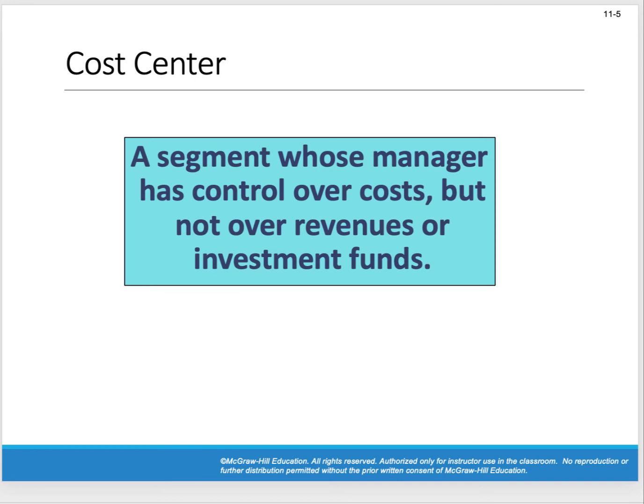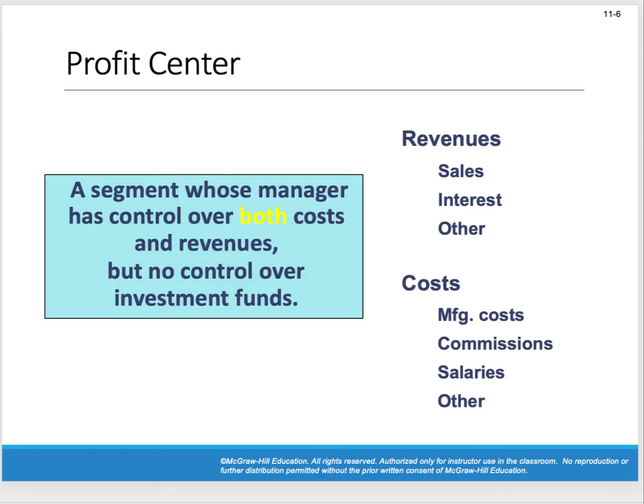When we look at the cost center, if you just think about it, it's a part of the organization that's basically just responsible for costs, right? So what we need to recognize is that if we have a manager who's in the cost center, we cannot hold that person accountable for the revenue or the profit center results or the investment center results, okay? The only thing that manager can control is the costs, okay?